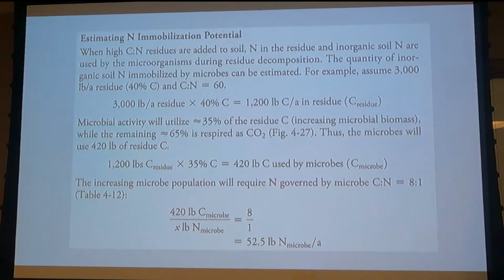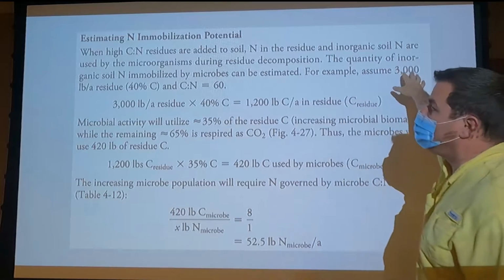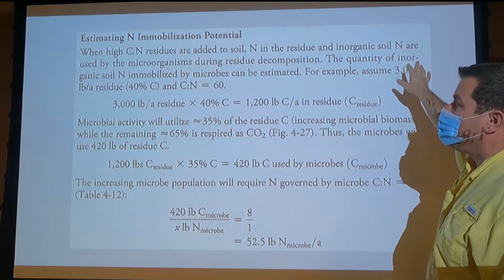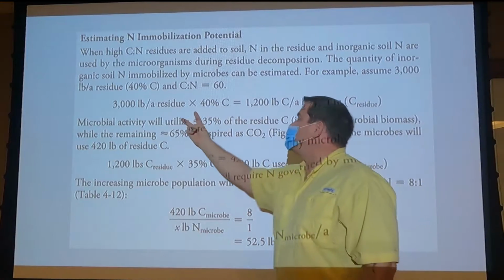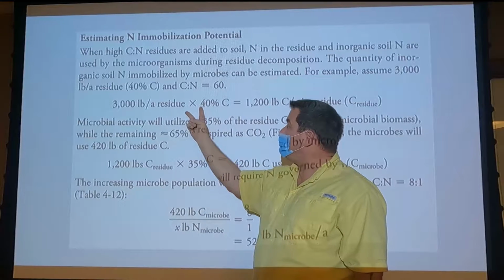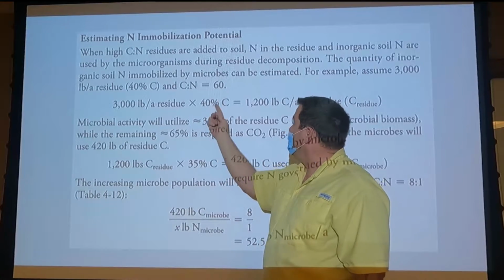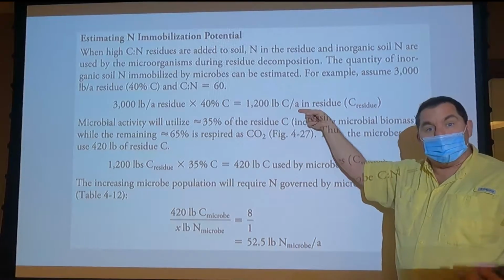All right, so this is the problem that we're looking at. Where's the crop at? Does it say the crop? It doesn't. So this is going to be a crop with a high carbon nitrogen ratio of 60:1. Our yield was 3,000 pounds of residue. We know that 40% of that residue is carbon. So that's just a simple multiplication where we multiply the biomass times the percent carbon to determine the mass of the carbon.